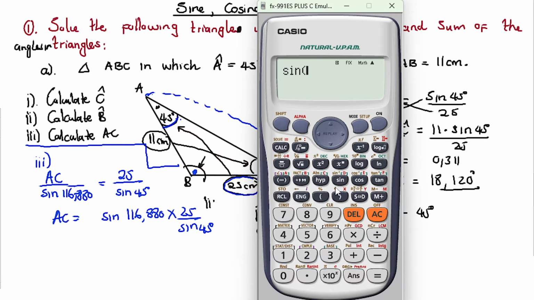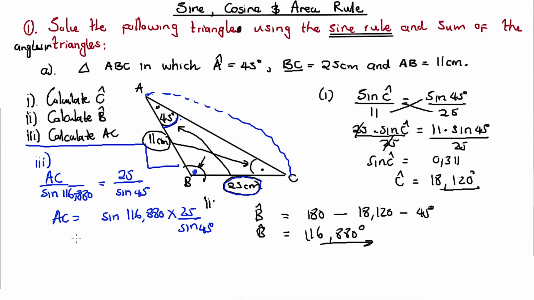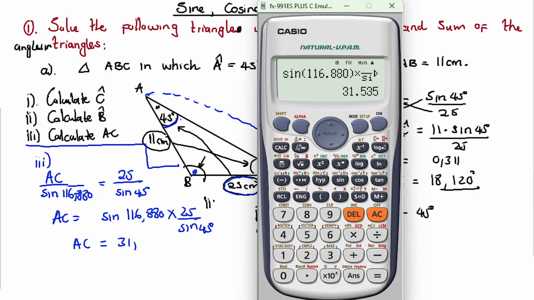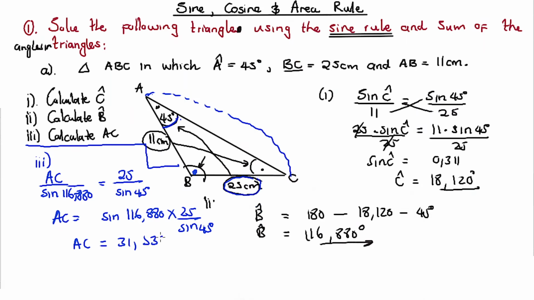Now I have sine 116.880 multiplied by 25 over sine 45 degrees. So AC is 31.535 centimeters. This is our answer. This is how we interact with the sine rule.